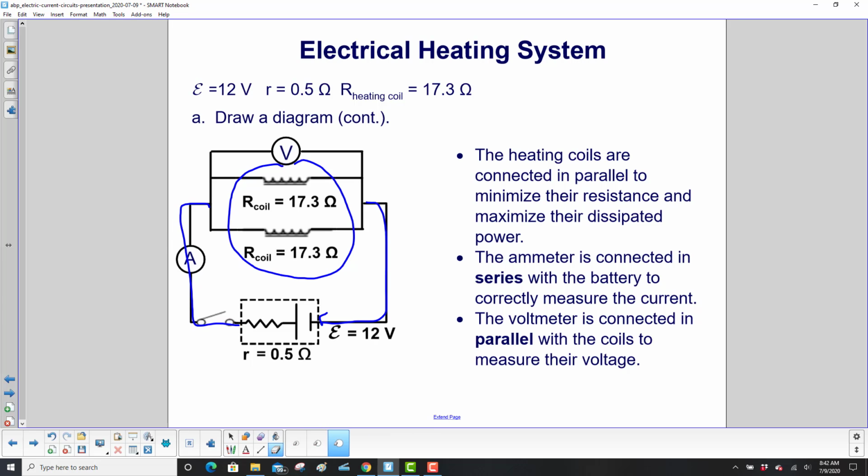And hang on, let me just erase this so you can clearly see it. Here's your ammeter in series. That'll measure the current coming out of the battery. We connect the voltmeter in parallel with the coils to measure their voltage. Remember, ammeters always in series with what you want to measure, and voltmeters always in parallel.